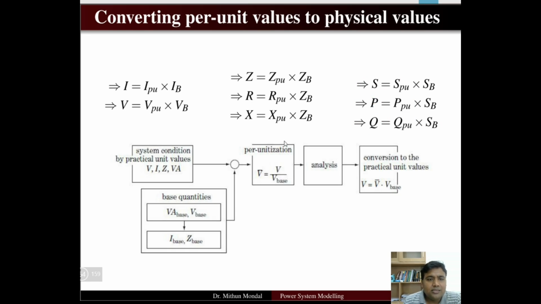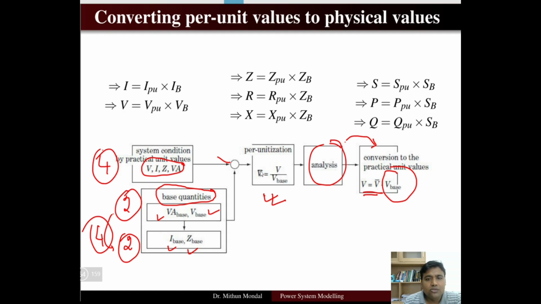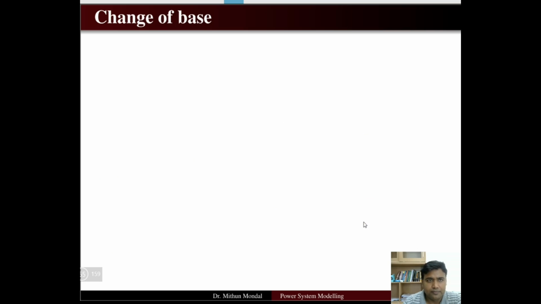Now, how do we carry out the analysis of a system? First we define the base quantities. Either we define two base quantities, power and voltage, and then we can derive the current base and the impedance base. The actual values we are given are converted into per unit, we do all the analysis, and then transform back into the actual values by multiplying with the base values. So if two base quantities are given, the other two base quantities we can obtain. In total there are four quantities, and all the per unit realization and analysis is done and transformed back to the actual values.